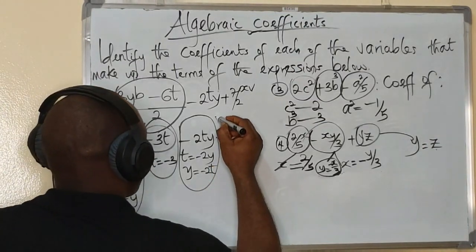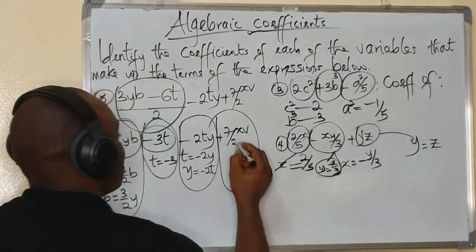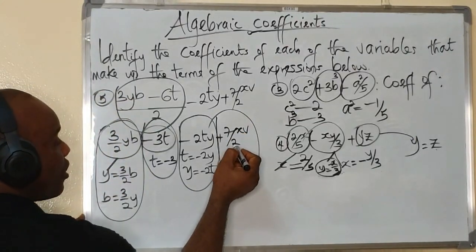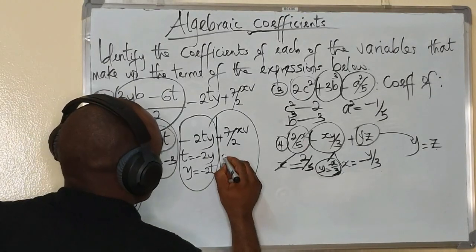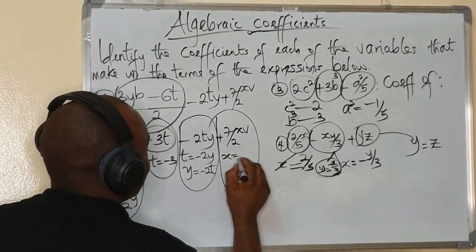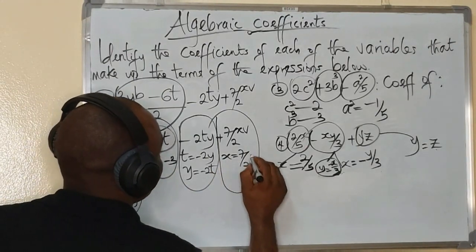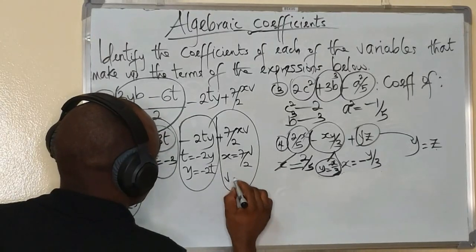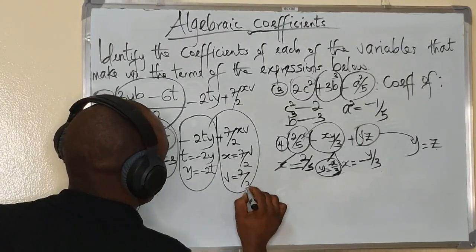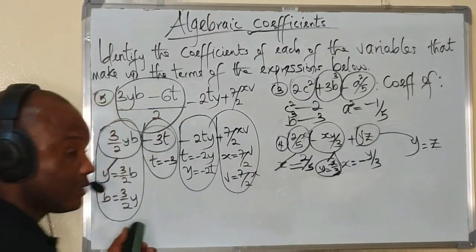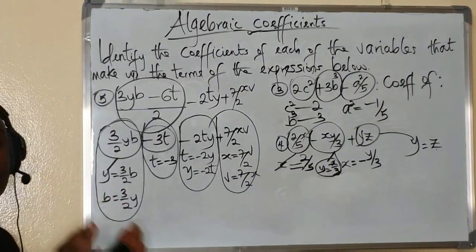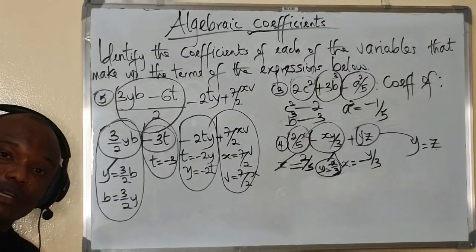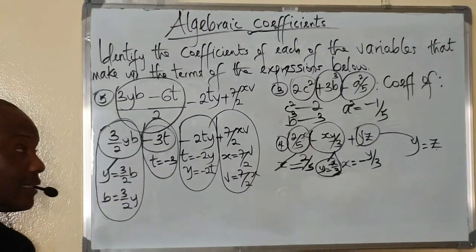And finally, the last term we need to solve is 7 upon 2 xv. In this case, the coefficient of x is the same as 7 upon 2v, while the coefficient of v is the same as 7 upon 2x. This is how to find the coefficient of any algebraic term. Now that we're done with this stage, let's see some problems that we can tackle.